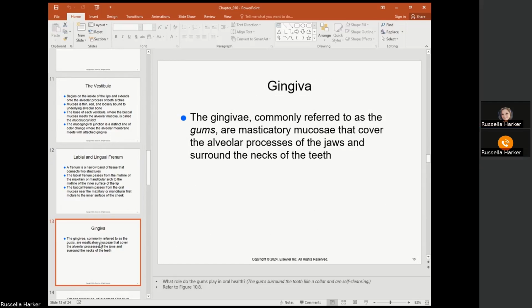Gingiva, or gingivae, commonly referred to as the gums, are masticatory mucosa that cover the alveolar processes of the jaws and surround the necks of the teeth. So the gums surround the tooth like a collar, and they're self-cleansing.